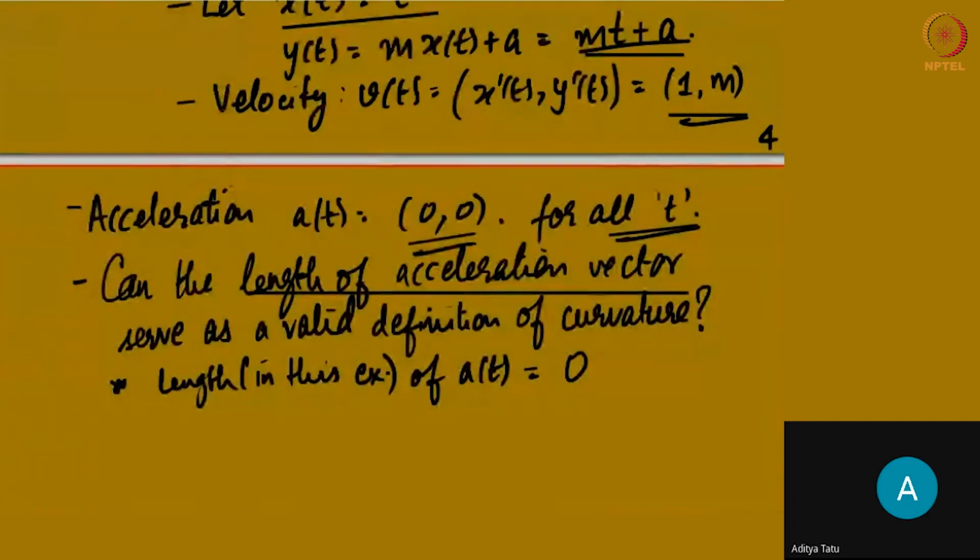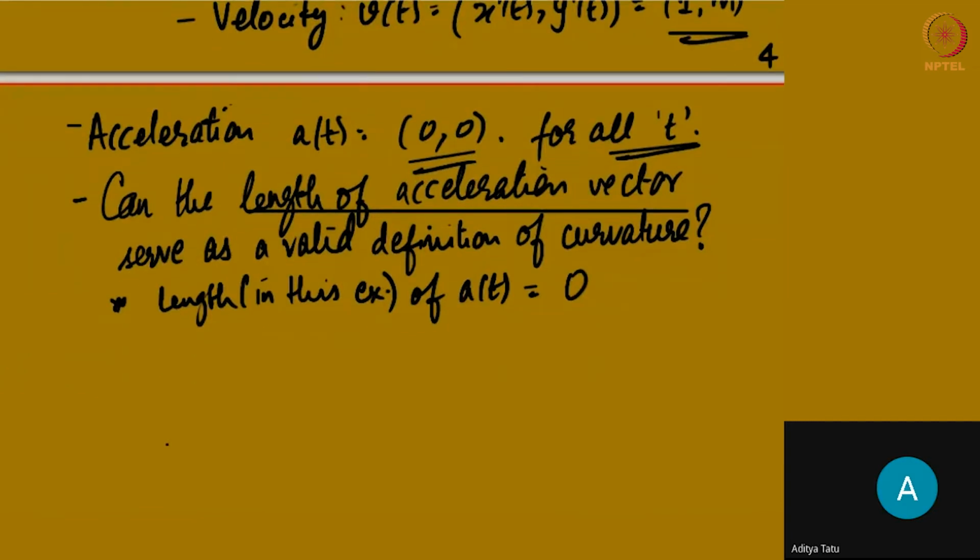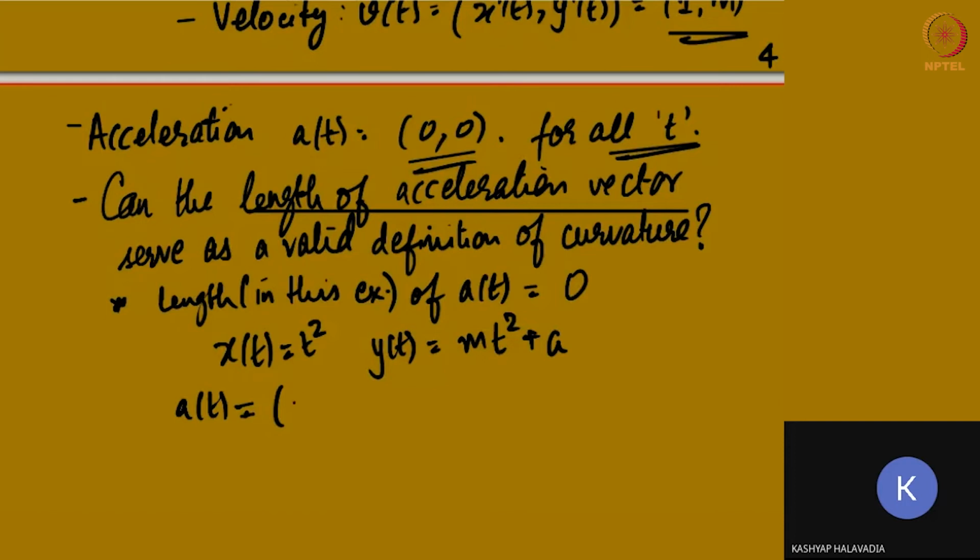No, sir, because you initially took x is equal to t, and it depends on this. Right. So can you give me a counter example? When you take x is equal to t square, then it will be different. Right. x(t) is t squared. What would y(t) be? m t squared plus a. Right. And what would the acceleration vector be? m times 2t.